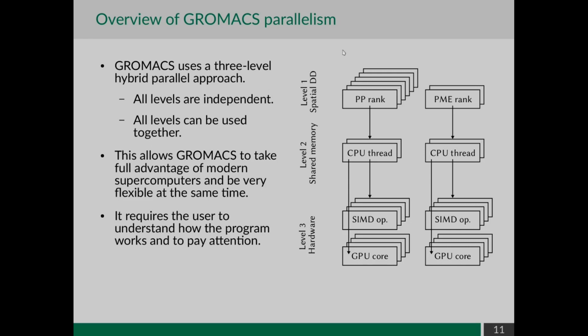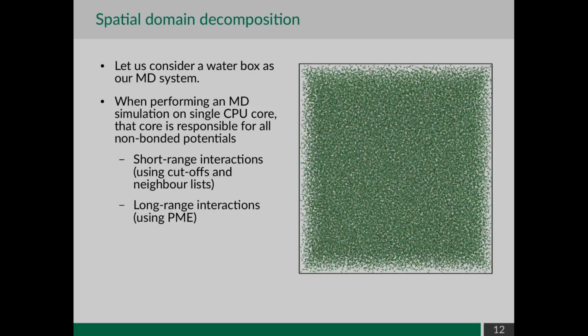Here on the right, I have the 3 different levels of parallelism in Gromacs: the spatial domain decomposition at the top, then shared memory parallelism, and then hardware acceleration using SIMD instructions and GPU computing. It's not important at this point to really understand how these levels work together. As I said, they can all be used independently. So instead, we'll look at them one by one, and once we understand them, we'll go back to this overview and put the pieces together.